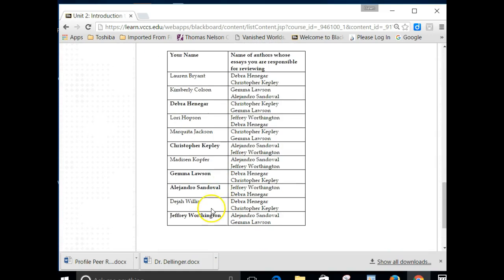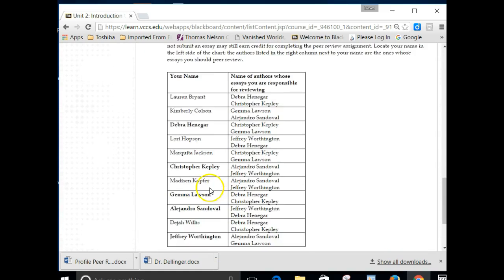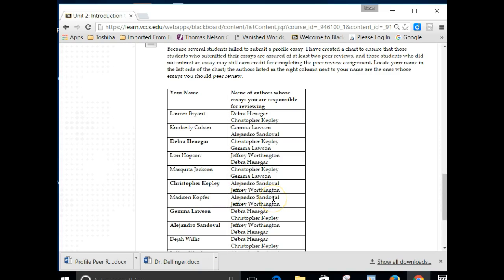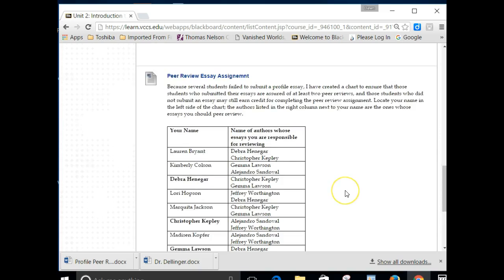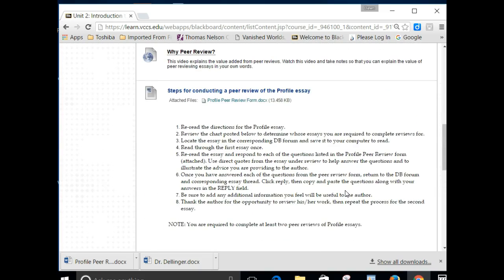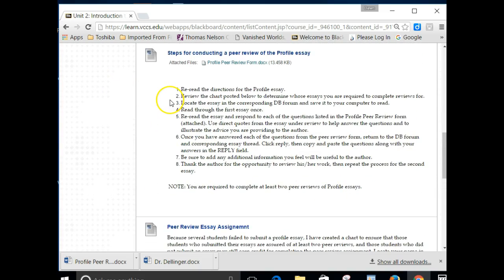We only have 5 essays to review because only 5 students submitted their essay. So we're going to work with those 5, and those 5 students will get their work peer reviewed. So you figured out whose essay you're going to peer review. Then you're going to go to the discussion board, and I suggest that you just save that essay to your desktop so you can have it, open it, look at it, and it'll just be easier to work with it.